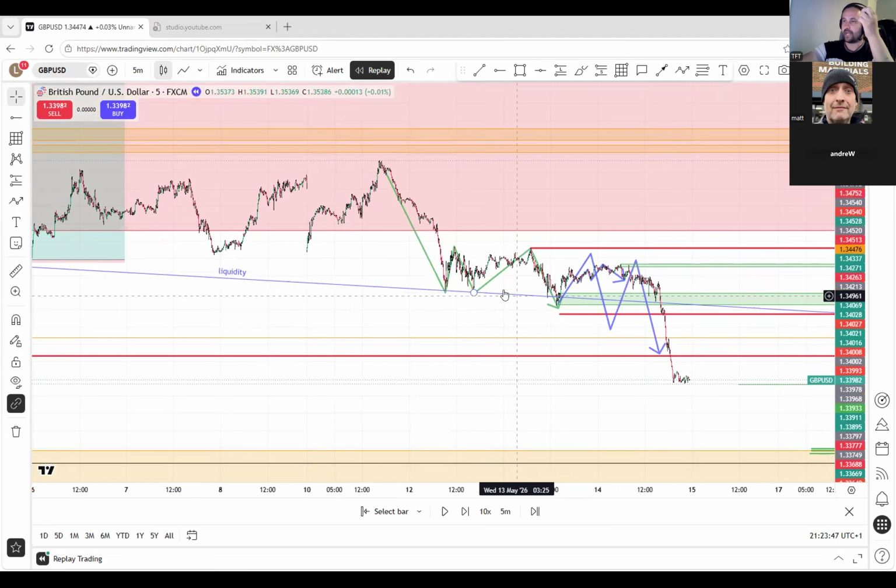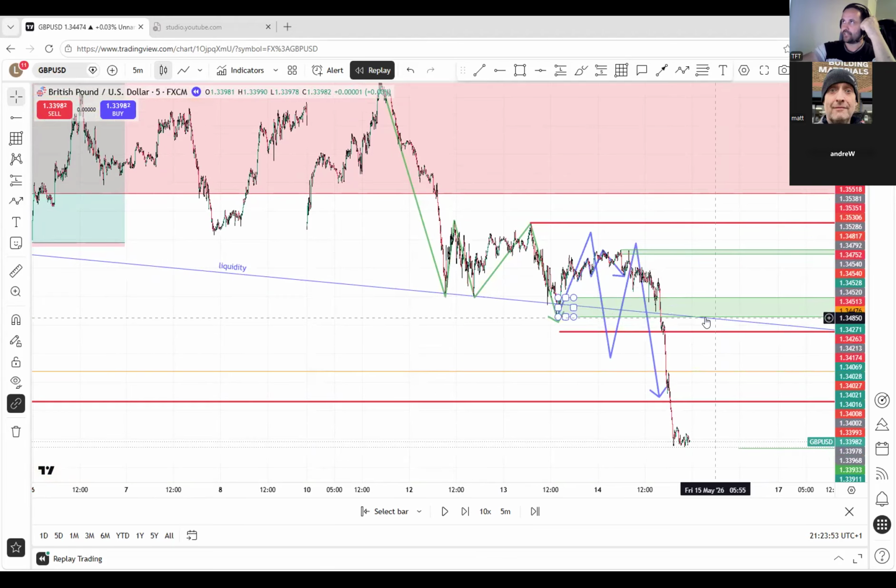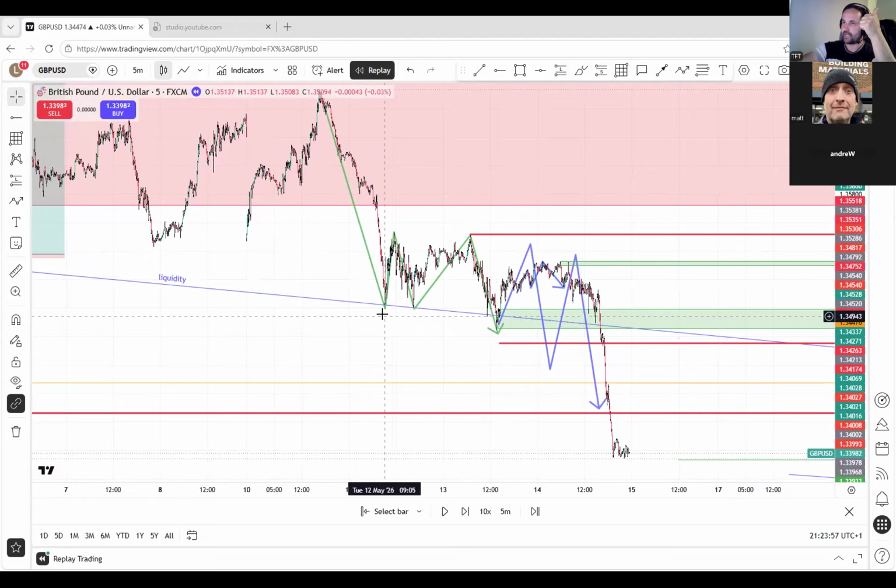So that is what I mean: what it does after it takes liquidity is what tells us the direction. Because like I say, liquidity being swept doesn't mean reverse, it doesn't mean continuation. The structure afterwards is what tells us the direction we are trying to trade in.